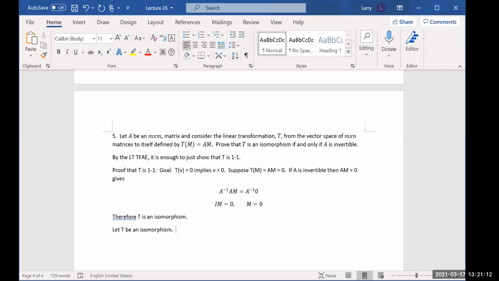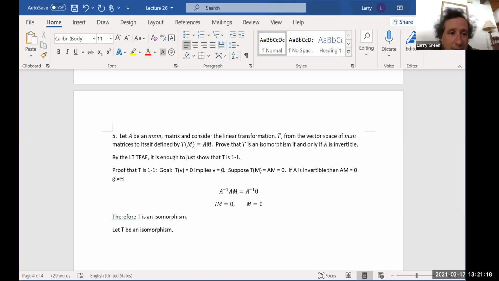Show that if T is an isomorphism, then that means that it's 1 to 1. Okay, and how do we do that? I mean, we know that T is 1 to 1. So let's write there, not show, we can conclude that because that's a theorem. That's really part of the definition. Therefore, T is 1 to 1.